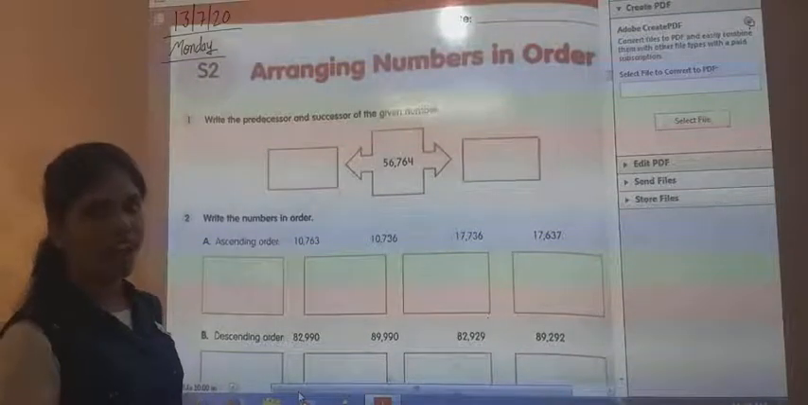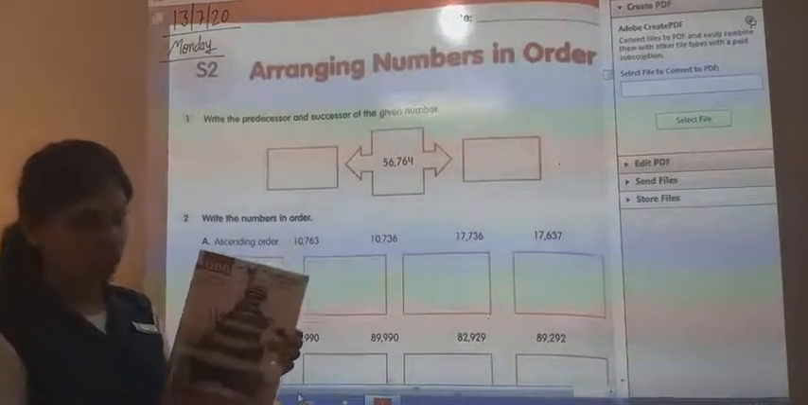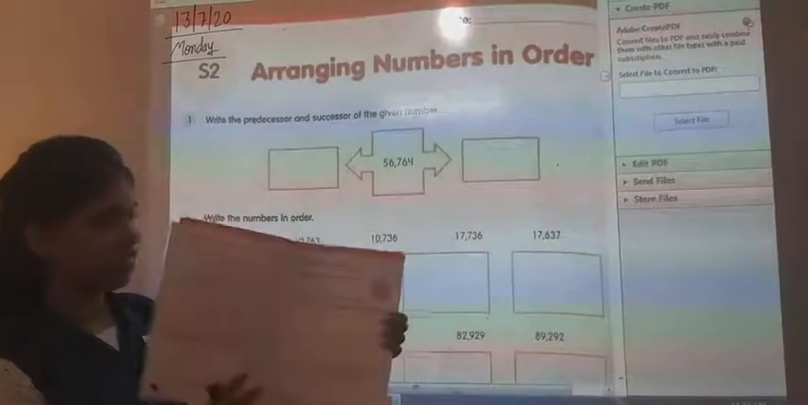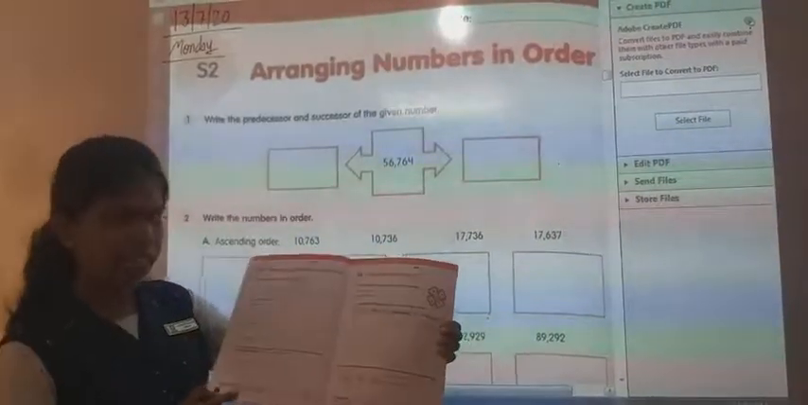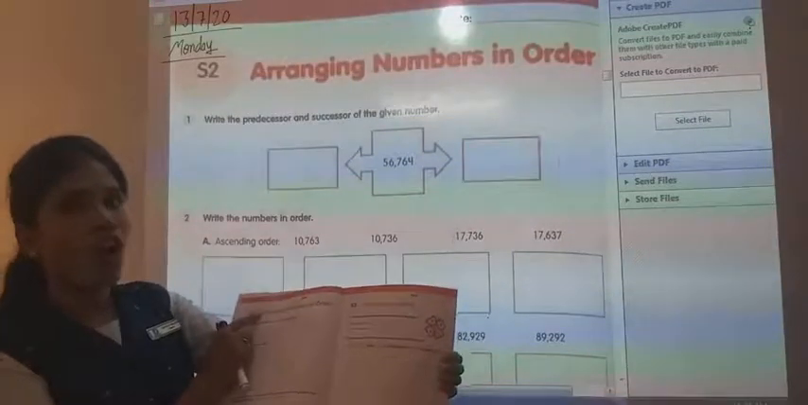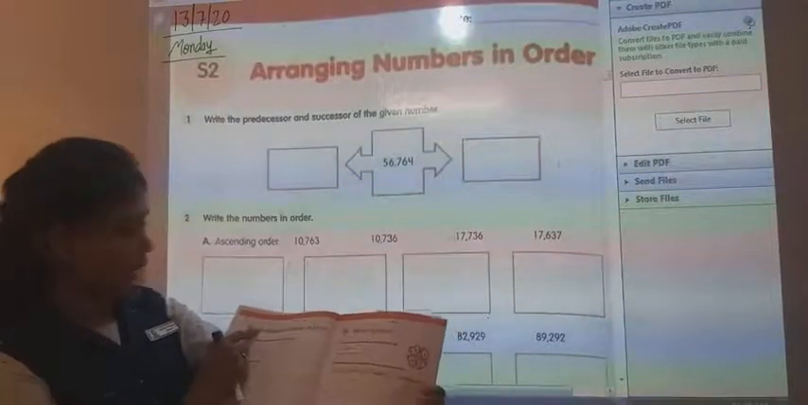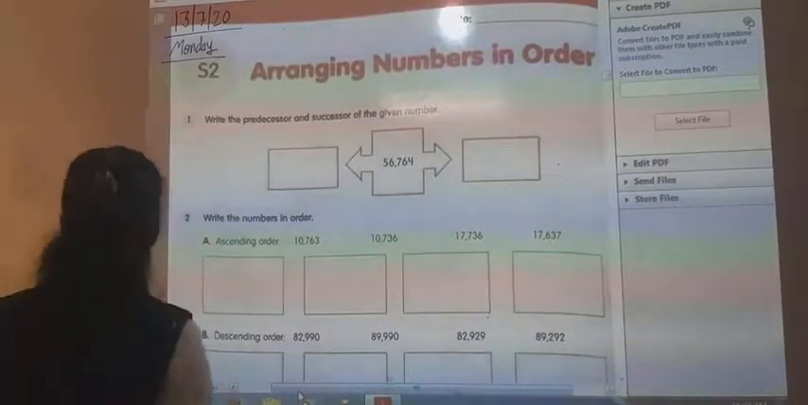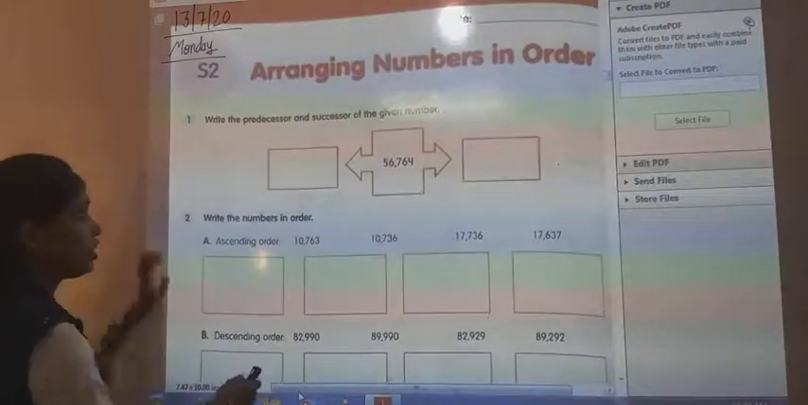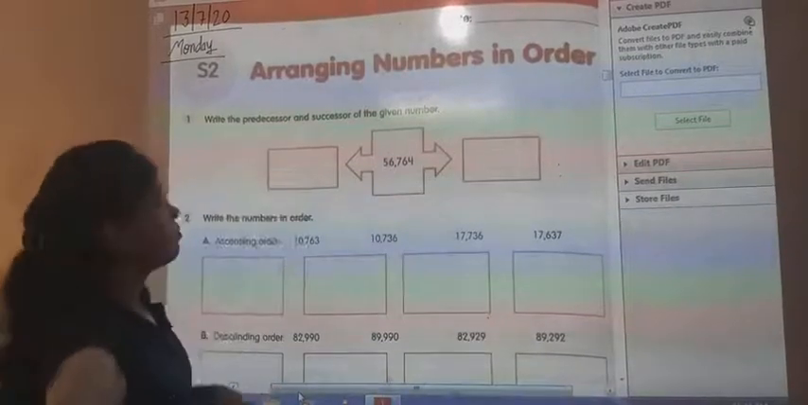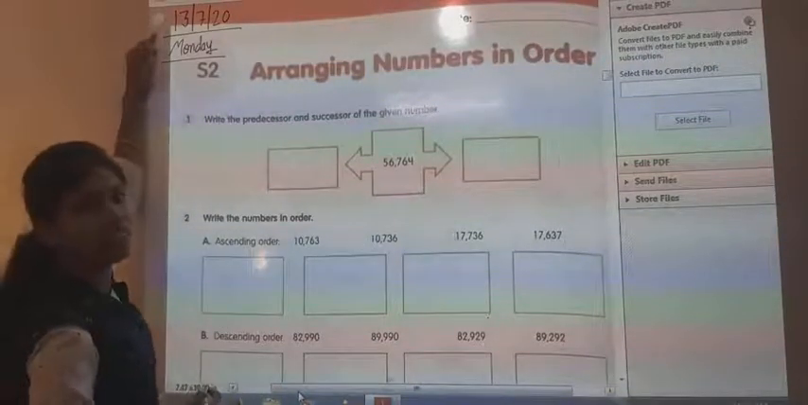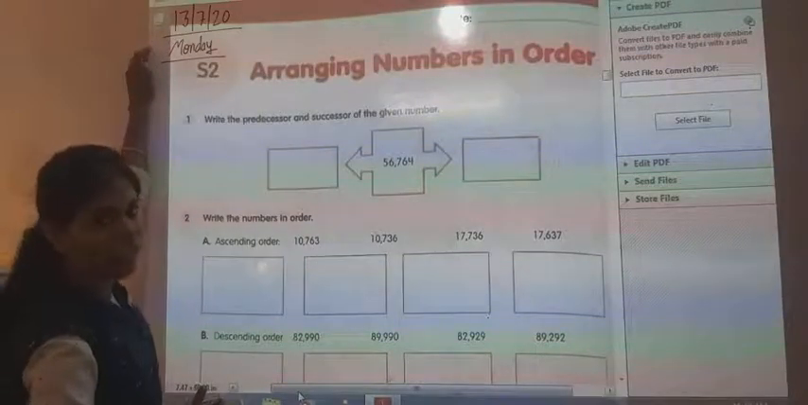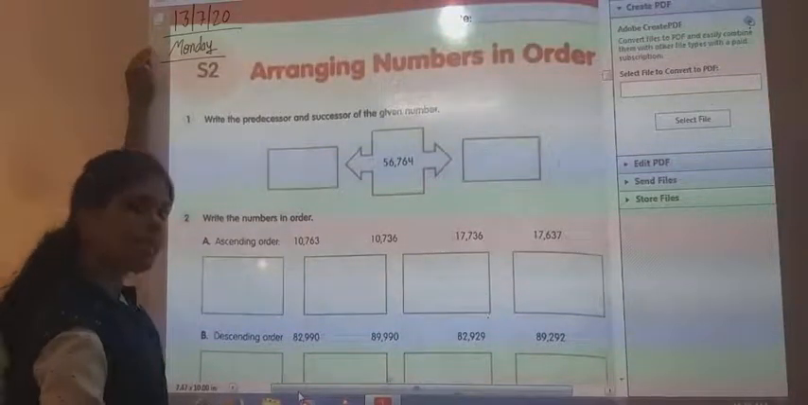Today we will start the Exit workbook of Maths volume 1, page number 8, S2 of block 2. S2 is arranging numbers in order. Today's date is 13th of July 2020 and the day is Monday.